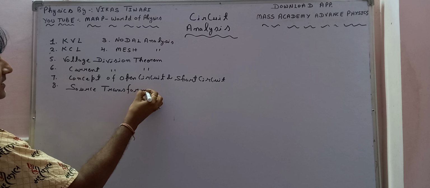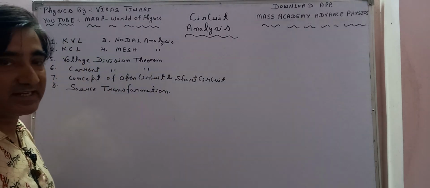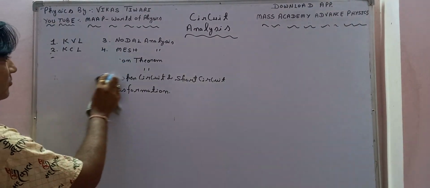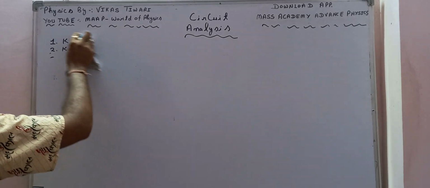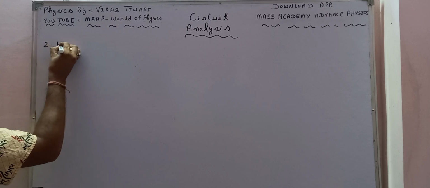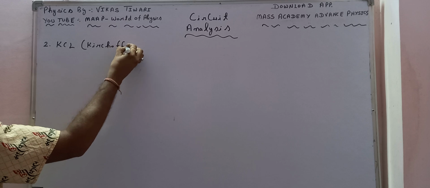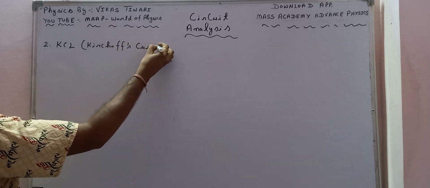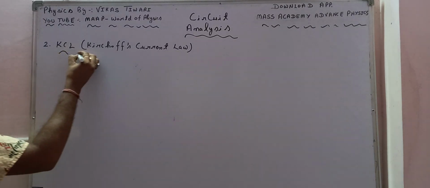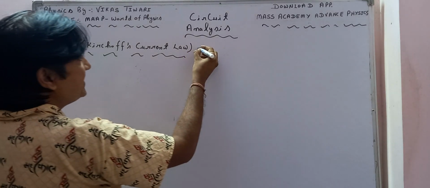I have already discussed KVL in my previous lecture. So today I am going to take KCL. KCL stands for Kirchhoff's current law. In this Kirchhoff's current law, the statement is very clear.